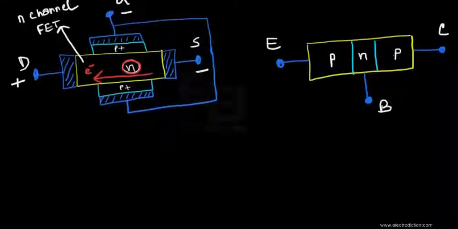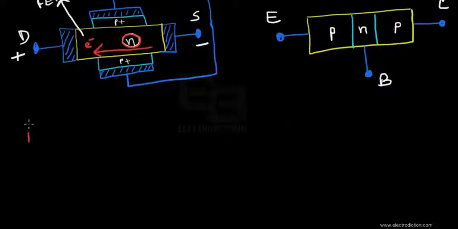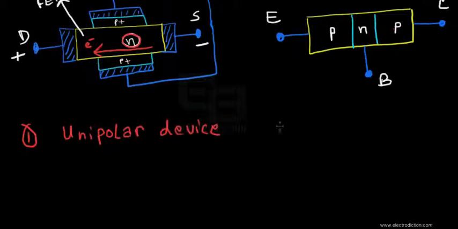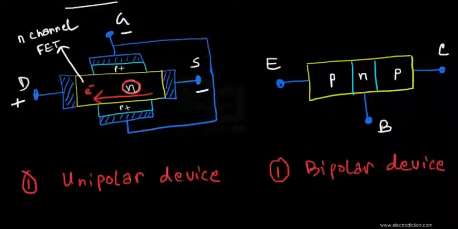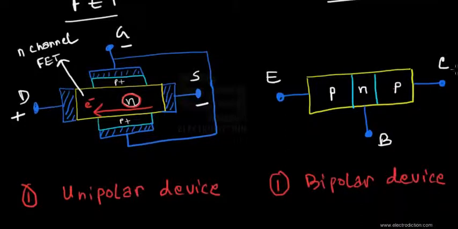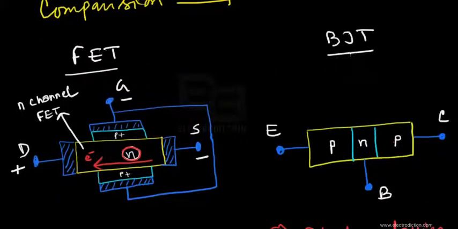With that, we come to our very first point of difference between the two devices: the FET is known as a unipolar device. But the BJT is known as a bipolar device, because in the case of the BJT both the electrons and holes take part in the current conduction, and that's how the BJT gets its name. It's known as a bipolar junction transistor, if you all would remember.